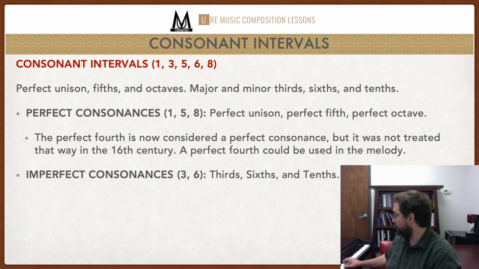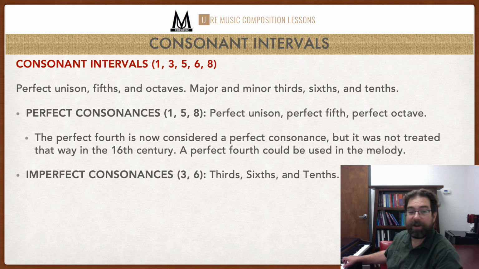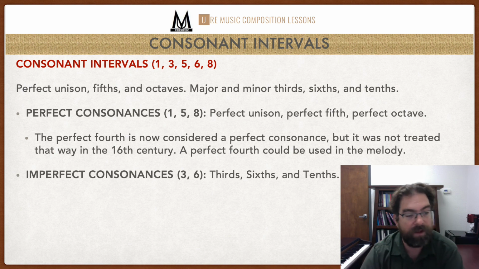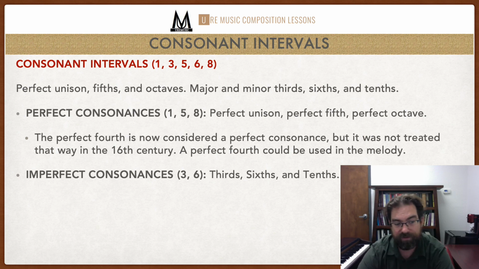But you could not have a perfect fourth between the lower voice, the Cantus Firmus, if that's the lower voice, and the upper voice, which in that case would be the counterpoint. They viewed it as too dissonant. Your imperfect consonances are the ones that you can use very freely, and those are your thirds, your sixths, and your tenths.